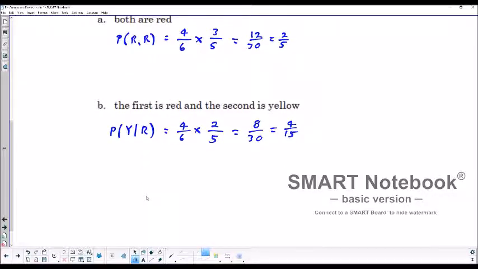Okay, so this is how we can see how probabilities change as we move through dependent events.